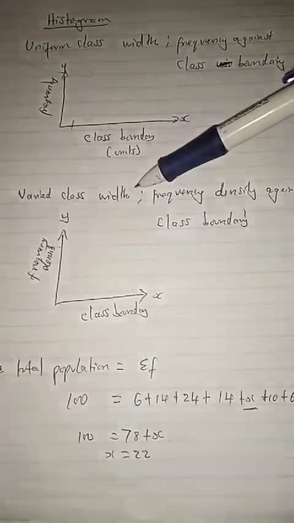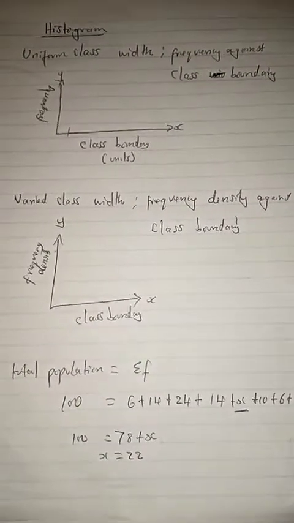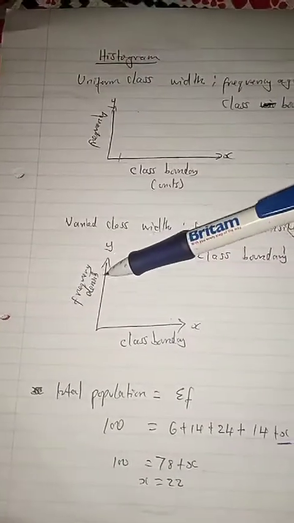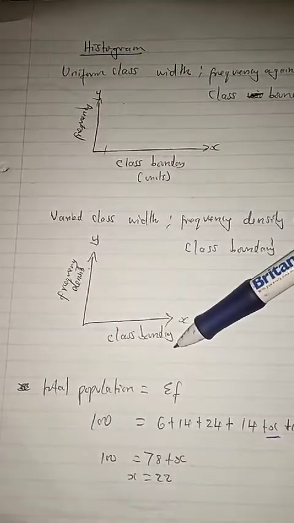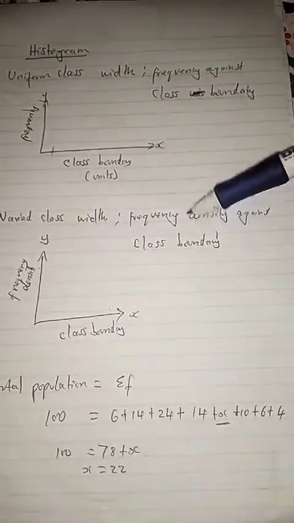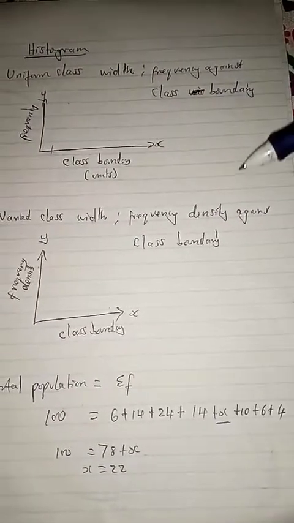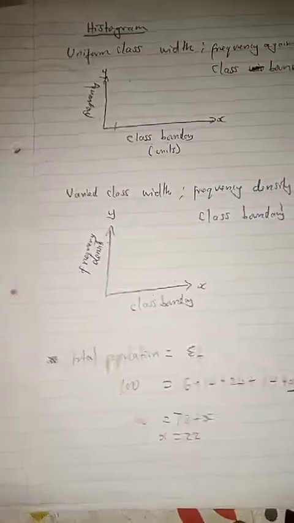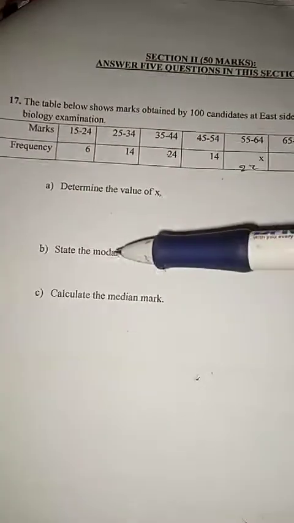For varied class width, or if the class width or interval is different, we plot a frequency density against the class boundary, so that you have frequency density on the y-axis and class boundary on the x-axis. We shall see later how you calculate the frequency density, and also how you identify the class interval and class widths.